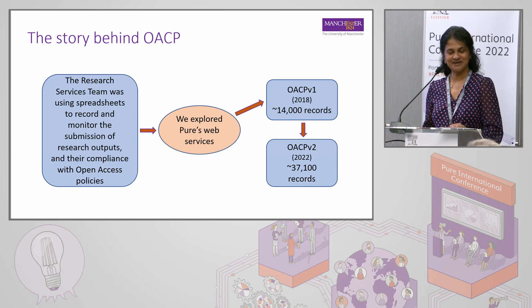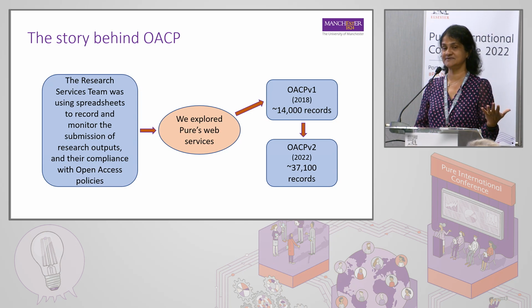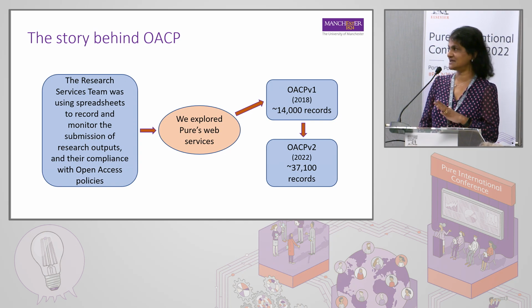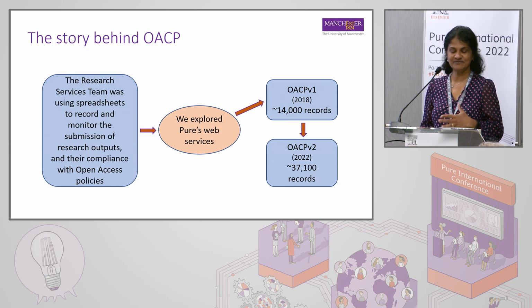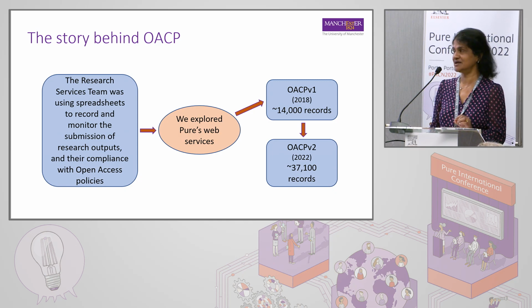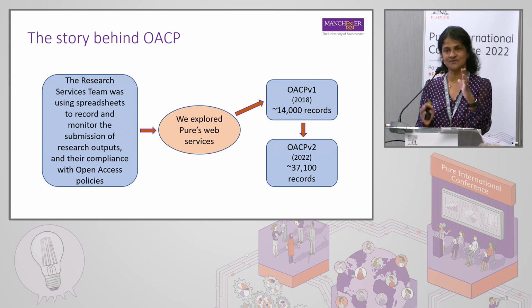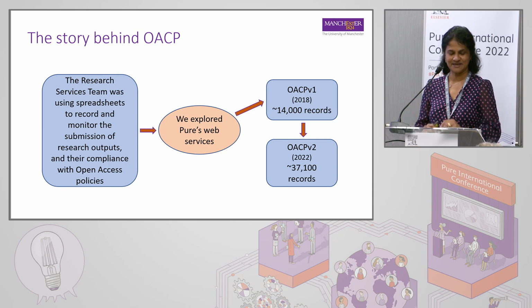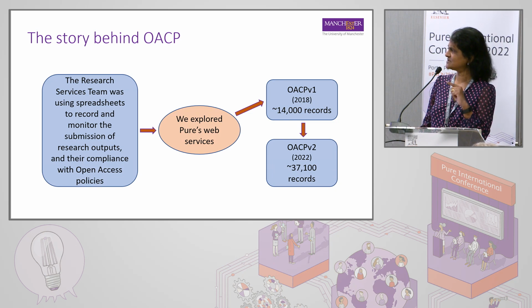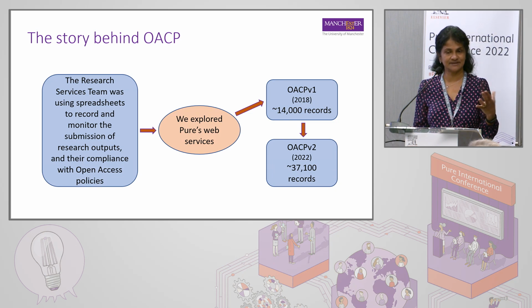As an innovative team, we started exploring Pure's web services. We were thrilled about how simple it was to use. The documentation was really helpful, and most importantly, we were able to retrieve what we wanted without much difficulty. We successfully implemented version 1 in 2018 and imported 14,000 records from the spreadsheet into OACP. We further developed this application in incremental releases, what we call agile development, and we released version 2, a major release, a couple of months ago.